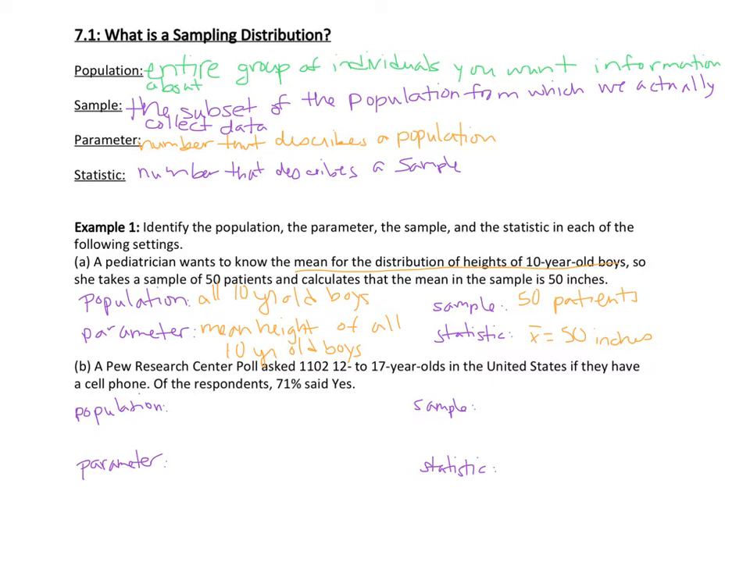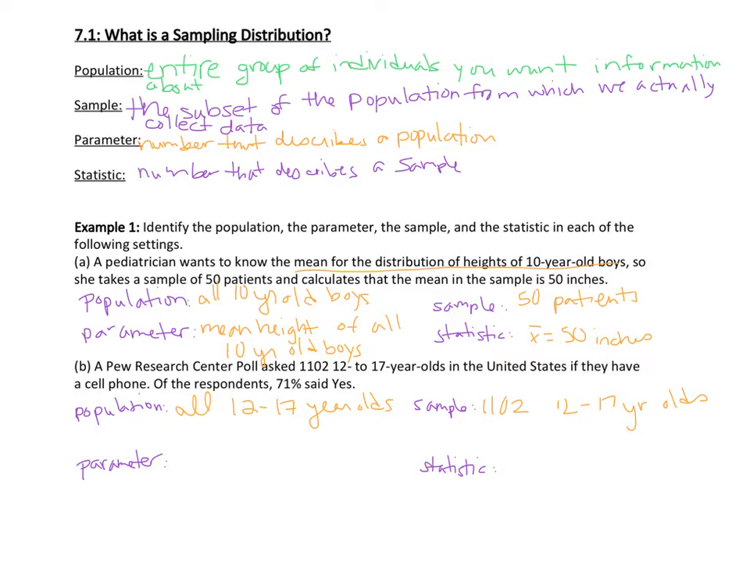So the second one, they don't actually tell you what the population or the parameter is in this case, so you've got to kind of figure it out. So I'm going to actually start by writing out the sample. The sample is going to be the 1,102 12 to 17-year-olds. And from that, you can assume that the population is going to be all 12 to 17-year-olds.